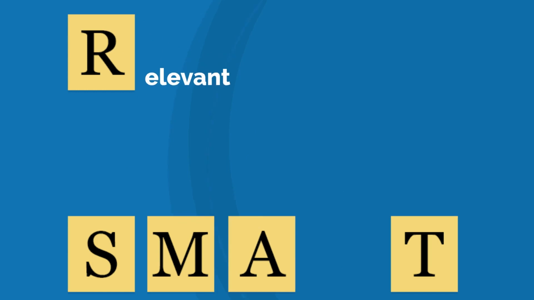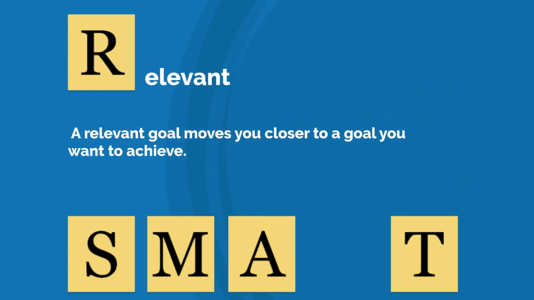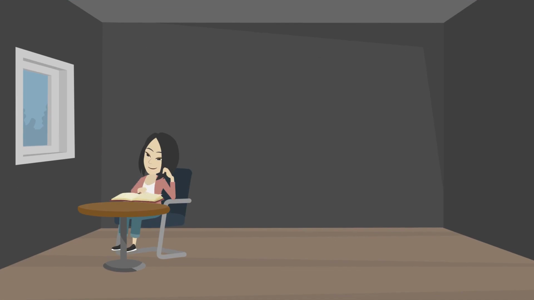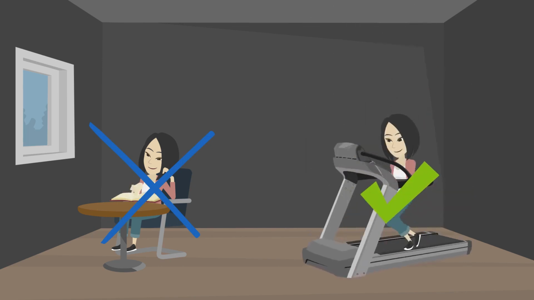R is for relevant. A relevant goal moves you closer to a goal you want to achieve. If your goal is to finish a 5K run in under 40 minutes, then the goal, spend 20 minutes reading a book every day, isn't very relevant. By contrast, the goal, run for 30 minutes 3 times a week, is relevant.